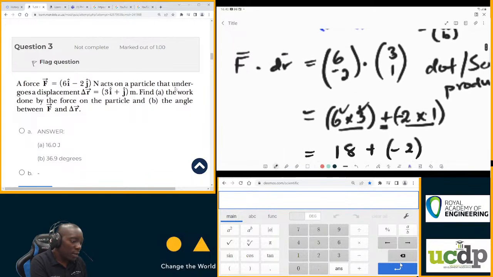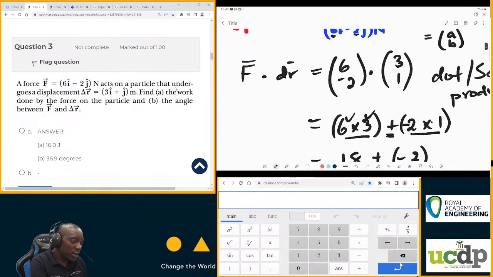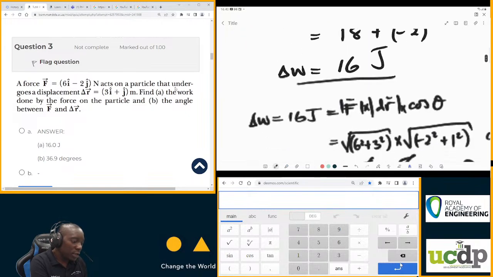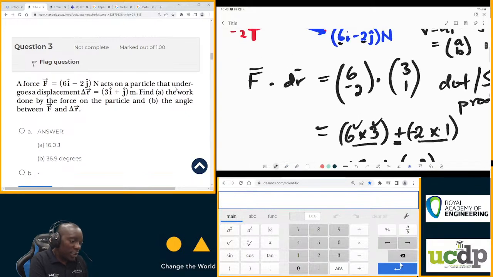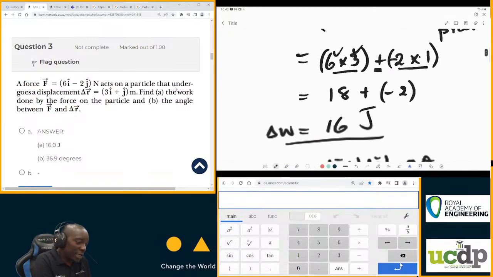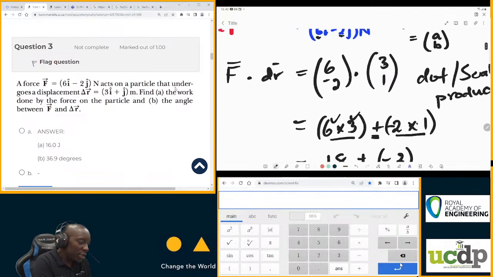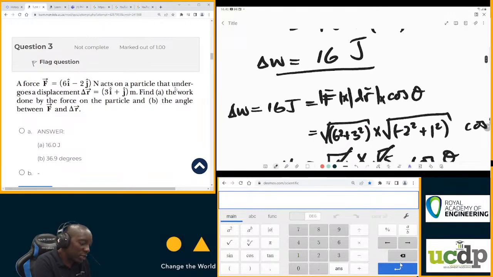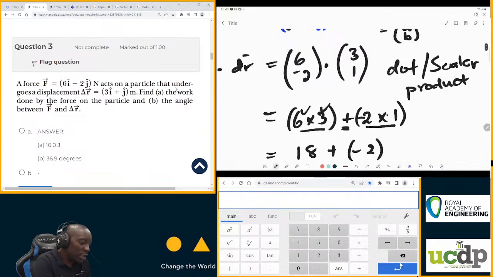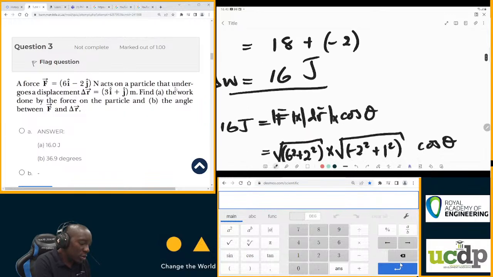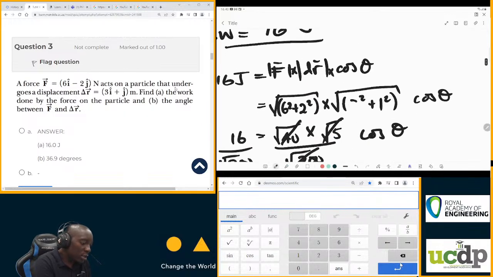Then, no, I'm mixing up things. 3 and 1. Okay, now I see. Let's take it slow. I think I was too fast there. We have 6 and 2 there, so the magnitude of 6 and 2 is 6 squared plus 4 squared. That part was okay. Then here it's 3 and 1, so it's 3 squared plus 1 squared, so that's root 10.